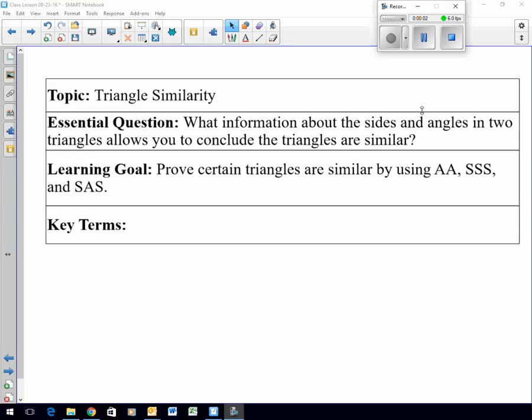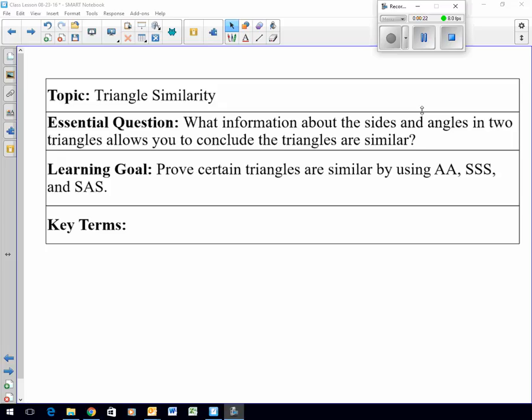Today's the 23rd of August. We're doing triangle similarity. I want to know what information about the sides and angles of two triangles tells us that the two triangles are similar. This is going to be fun. We're trying to prove certain triangles are similar by using AA, side-side-side, and side-angle-side.